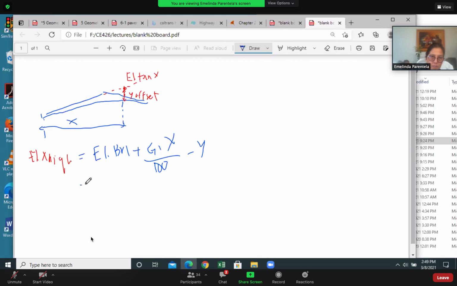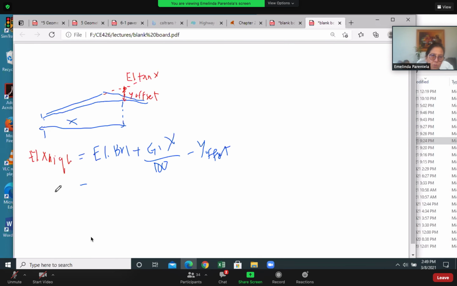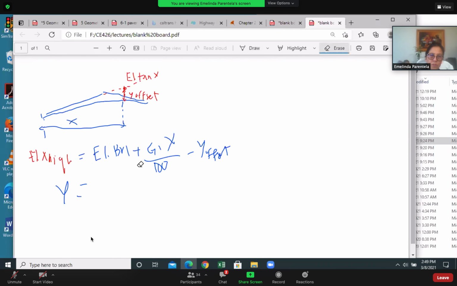So here now, this is what we wanted to know, the offset. So offset is equal to how much? So y is equal to ax squared over 200L. So that is your offset, and that's derived from the parabolic equation, parabolic curves. So ax squared over 200L.